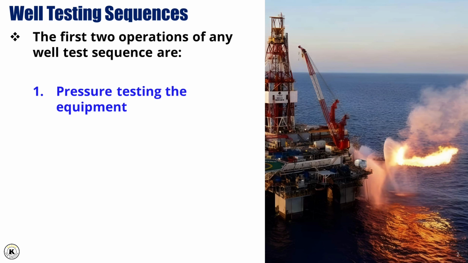Before starting any well test, it is essential to ensure that all equipment involved is functioning correctly and can handle the pressure and conditions during the test. This includes testing the flow head, pressure control equipment, and any other tools or machinery that will be used. Pressure testing helps identify any weaknesses in the system, preventing potential failures or safety hazards during the actual test. The equipment must be checked at the required pressures to confirm that it will operate safely under real testing conditions.